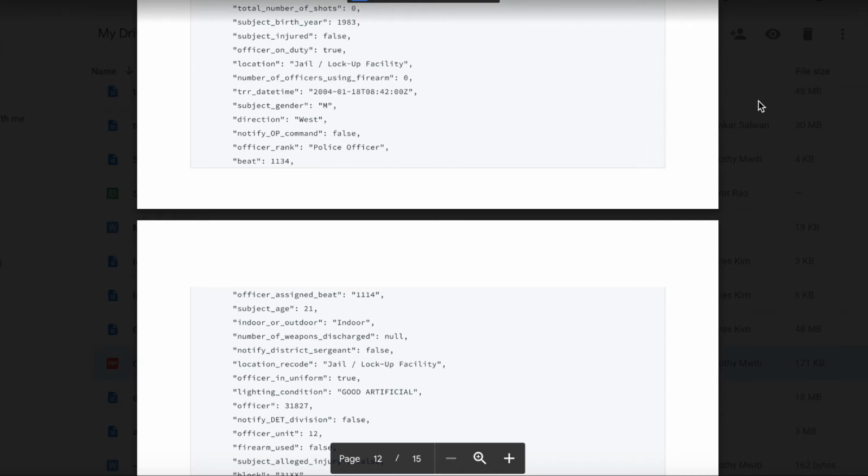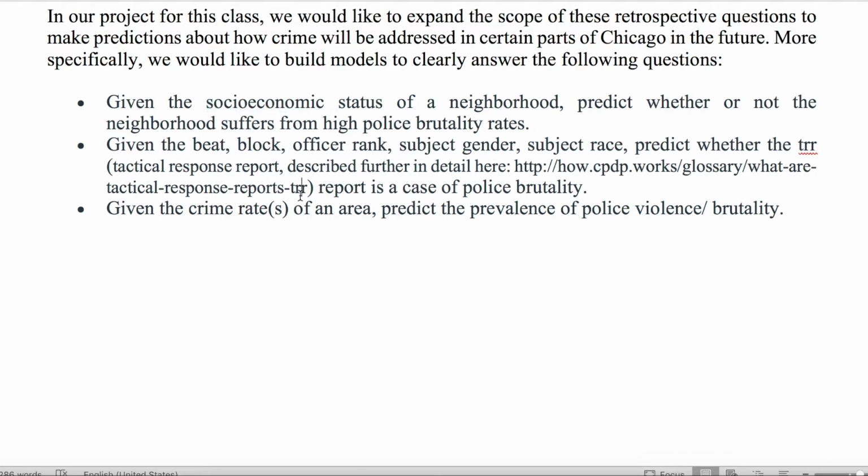Now, one of the things that we thought was important was to combine this data with some of the other data that was available publicly. And so we were interested in the relationship between the socioeconomic status of some of these neighborhoods and the brutality rates that we were given and brutality information that we were given from the CPDB data. So we pulled data from online. This was publicly available, combined it actually with a lot of the data that was provided in the reports.